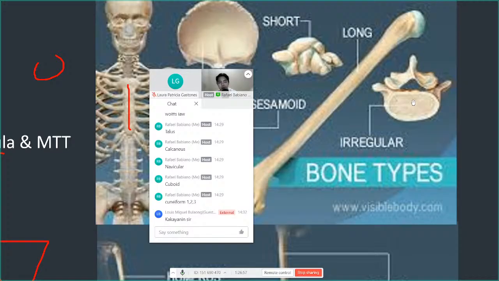Wait, let me guess what this is. This is the cervical vertebra. Cervical, okay, because of the triangular spinal canal. Okay, anyway, you will learn that when you get to second semester. But what I'm just showing is that they are complex.